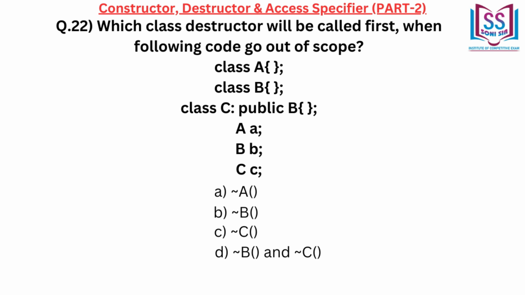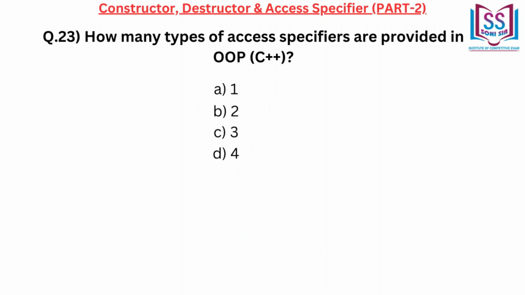Class A, Class B, Class C, public B. A, B, C, A, B, C, D. Correct answer C. How many types of access specifiers are provided in OOP C++? A. 1, B. 2, C. 3, D. 4. Correct answer C.